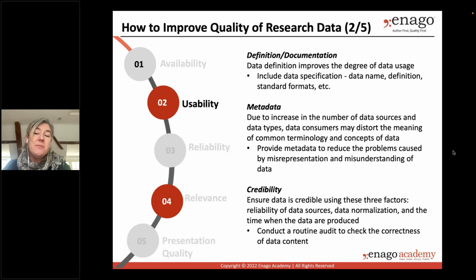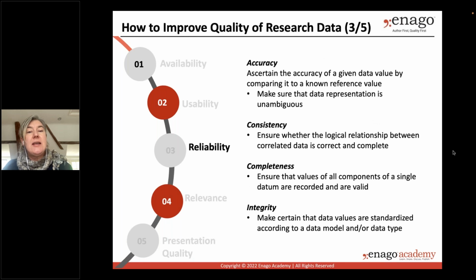Ensuring your data are credible. You can use reliability of the data sources, data normalization, and provide really clear information about data time stamping. Again, it's sometimes impossible to entirely clean up your data as you go along. But if you're able to do routine audits to try and normalize your standards and other parameters by which you're treating the data, that's going to help with its credibility and reusability.